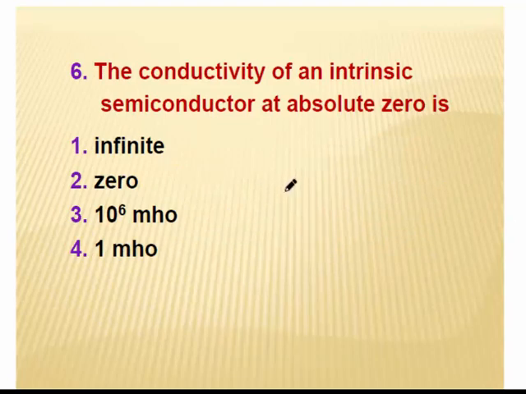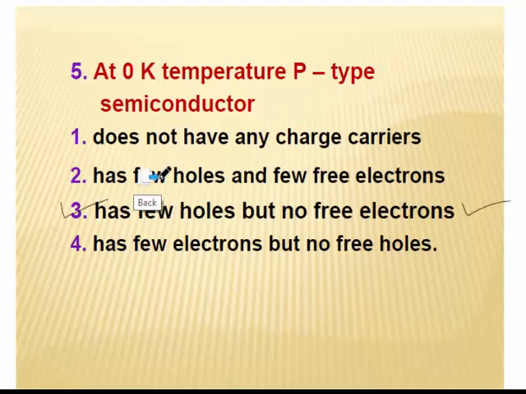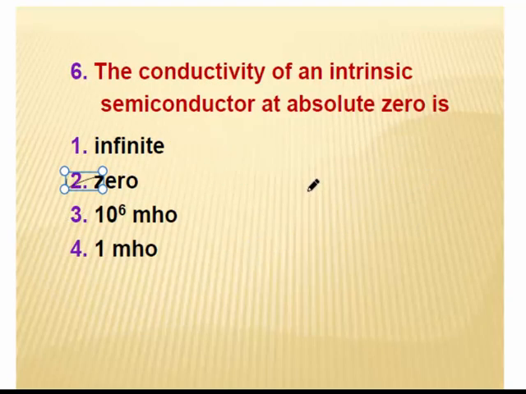The conductivity of an intrinsic semiconductor. What about the conductivity of an intrinsic semiconductor at absolute zero? You can see conductivity of intrinsic semiconductor at which temperature? Absolute zero. It is what? Zero, because no conductivity is there. So conductivity of an intrinsic semiconductor at absolute zero is what? Zero. So next question. We'll move to next question.